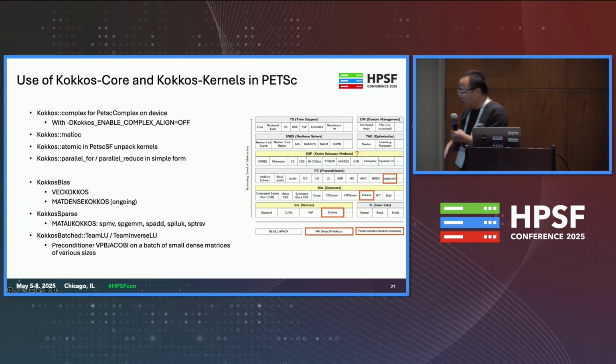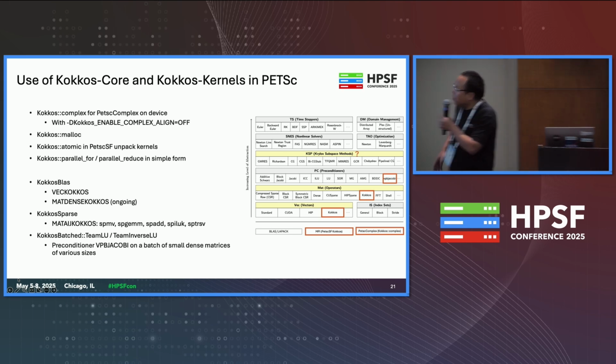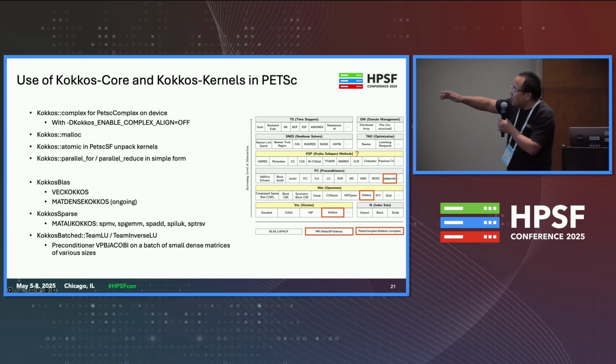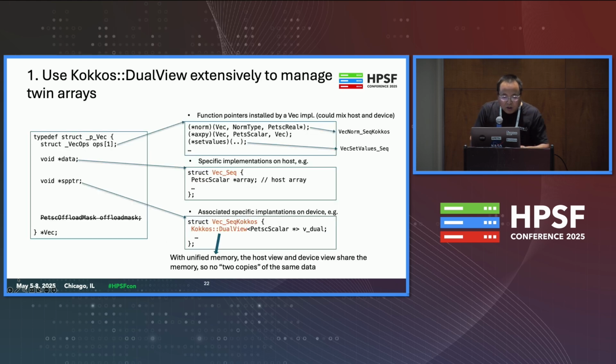And we use a lot of features of Kokkos in PETSc. For example, Kokkos atomic, Kokkos complex, Kokkos parallel for and reduce, and Kokkos-Kernels BLAS and sparse, also Kokkos batched, team-level inverse. So PETSc and Kokkos have deep integration.